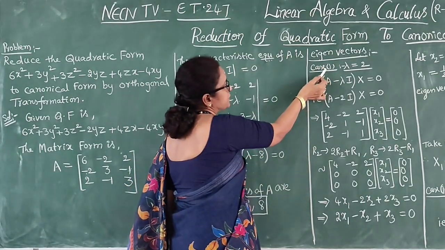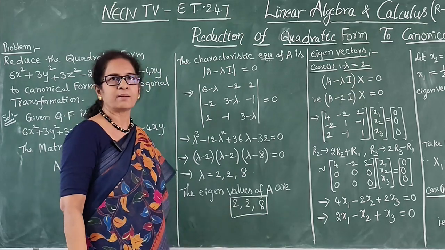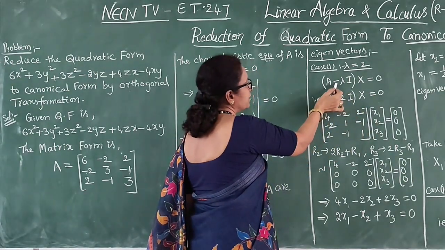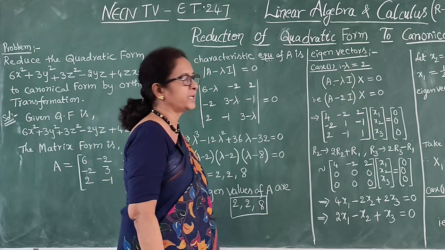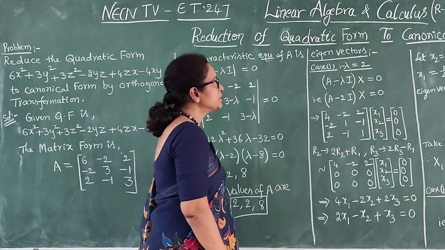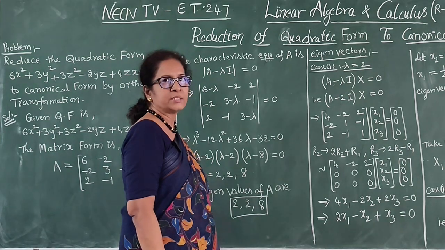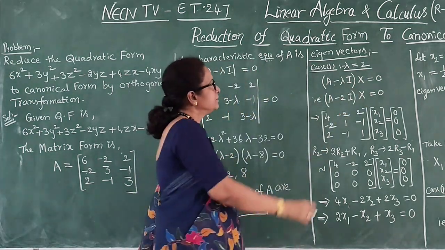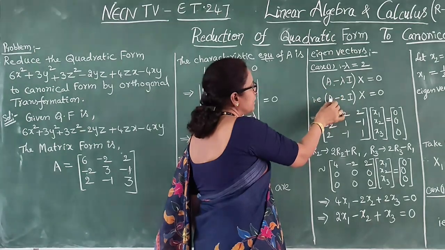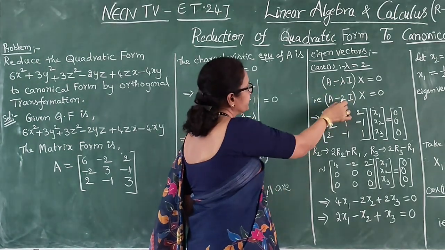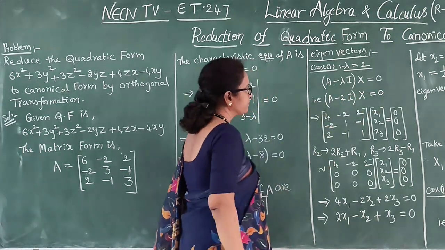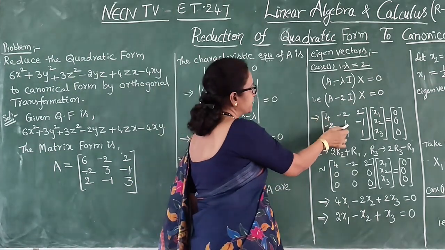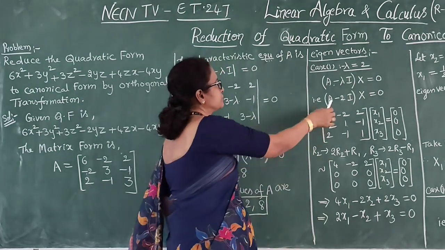So eigenvectors, first we have to take case 1. First eigenvalue, lambda is equal to 2. For lambda is equal to 2, the eigenvector formula is (A minus lambda I) x is equal to 0, because our eigenvector formula is Ax is equal to lambda x. Therefore, in the lambda place we are taking 2, (A minus 2I) x is equal to 0. For the matrix A, we have to subtract 2 from the diagonal elements.